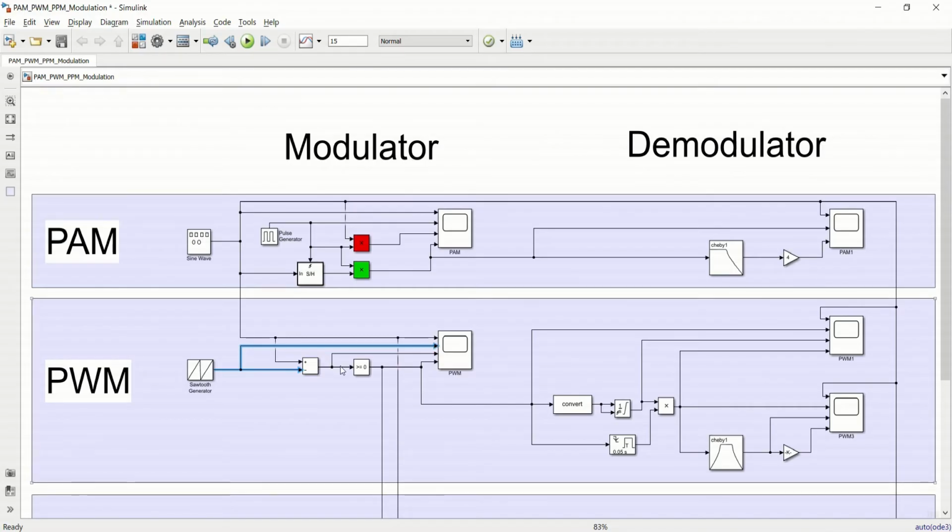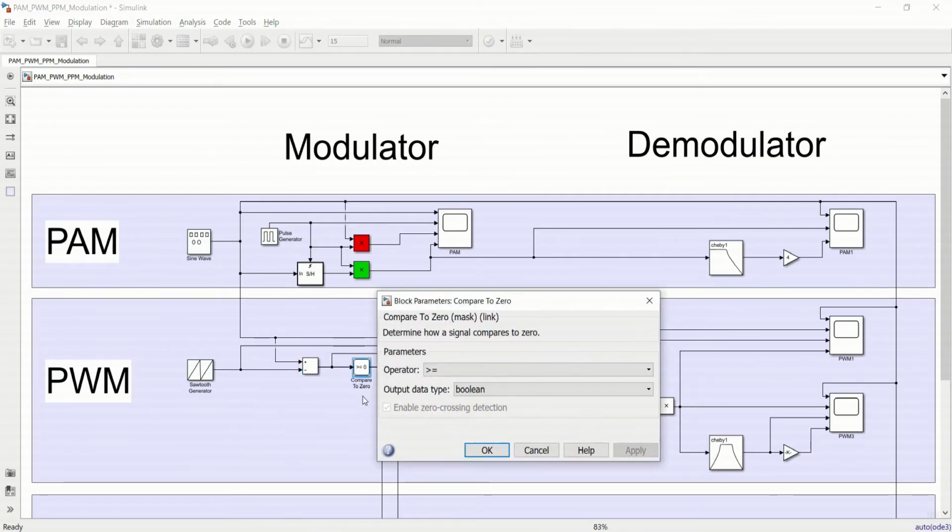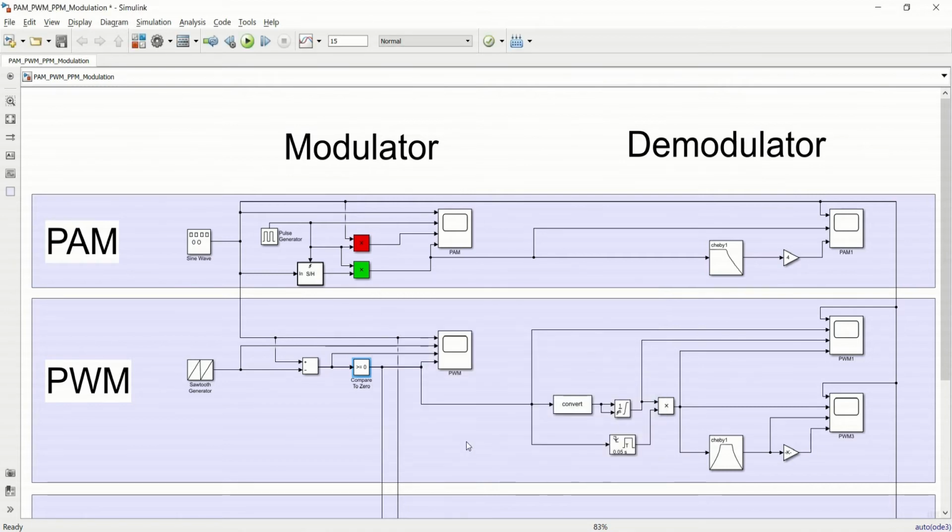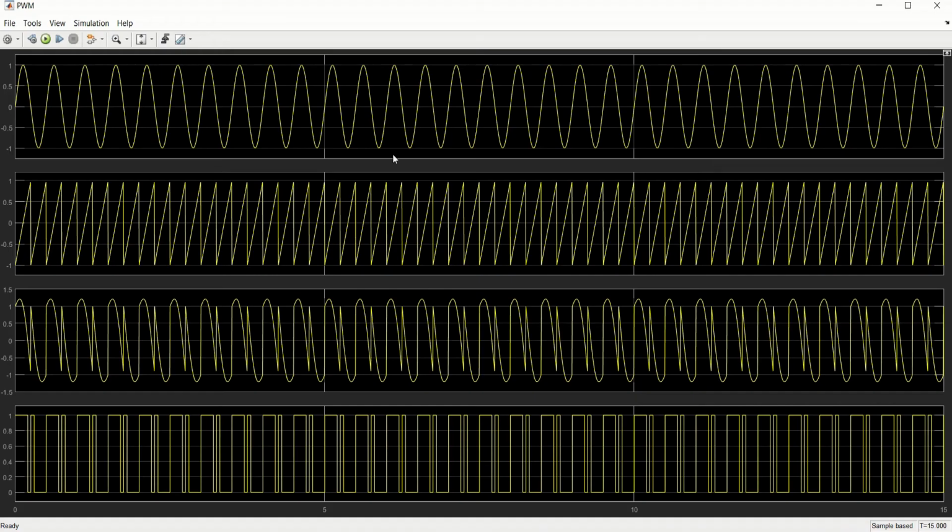Furthermore, since we are interested in the modulation of PWM, we use a comparator block that compares to 0, and we have used the operator greater than or equal to with the output data type Boolean, that is logical. And then we feed the output of this comparator to the scope. So these are the four waveforms.